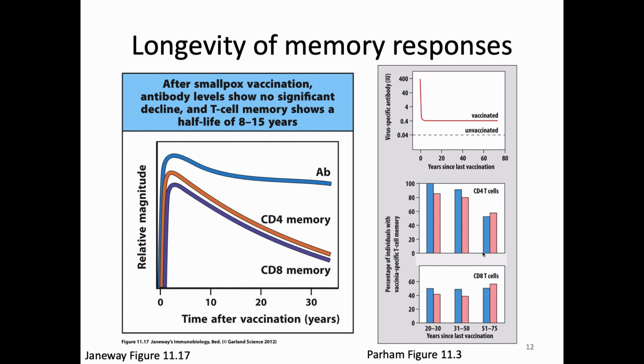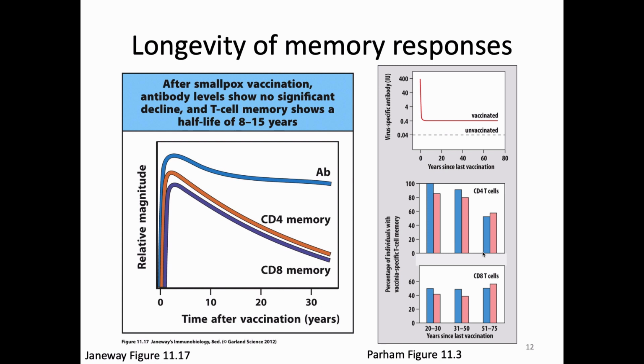But if we actually look, again, after vaccination, we can actually look at vaccinated and unvaccinated people. We see antibodies in the vaccinated people 80 years post-vaccination. And we don't see them ever in the unvaccinated. And if we look at CD4 and CD8 T cells post-vaccination, you can see that there are CD4 and CD8 T cells, specifically memory cells, out to 75 years after receiving a vaccine.